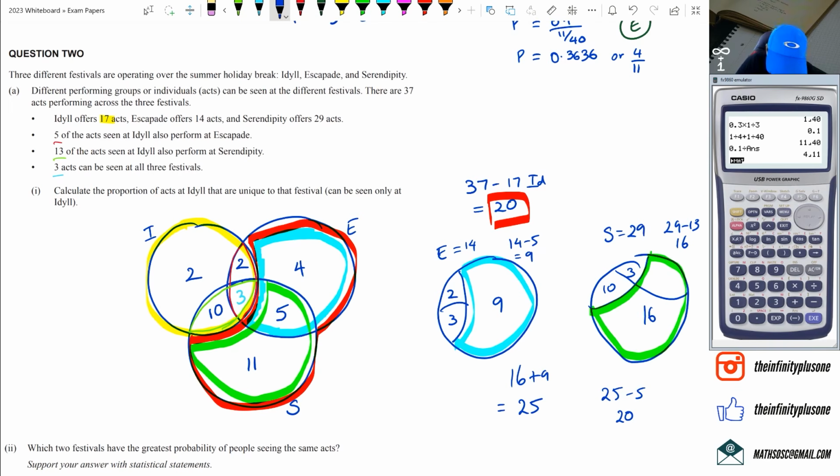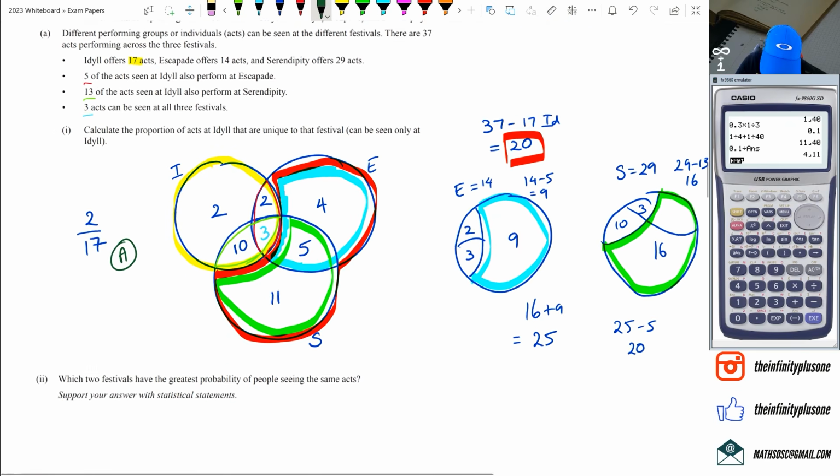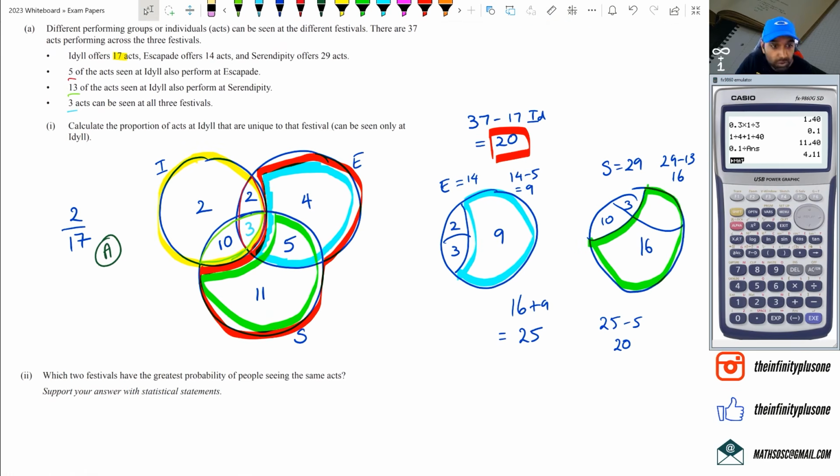So if we look at the actual question part 1, it says calculate the proportion of acts at idle that are unique to the festival. In this case, it's going to be 2 out of 17. The reason I did the full Venn diagram is we're probably going to need the rest of the probabilities anyway. So 2 out of 17 is going to get you an achieved. That's a correct probability.